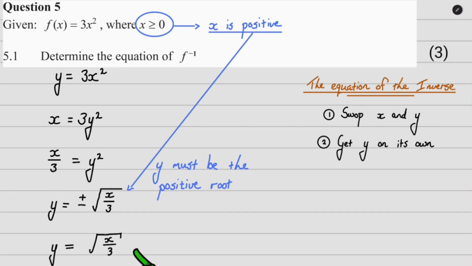And let's have a look where the marks are coming from over here. So the marks will come from swapping x and y in this line, getting the plus minus version of the root, and then selecting the correct root based on the restriction to your domain.